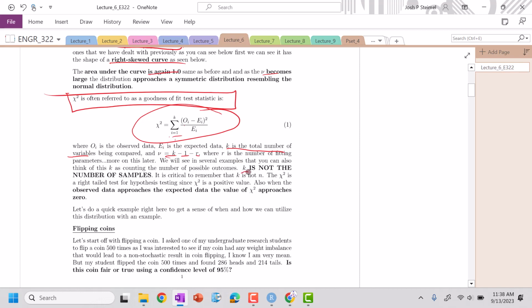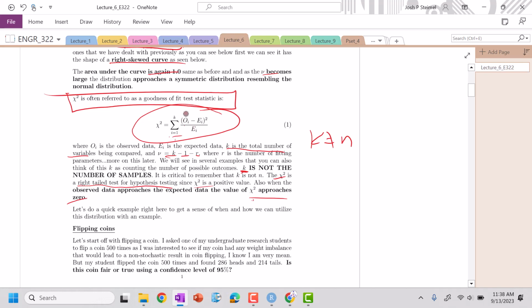So k is not your number of samples. So k does not equal n necessarily. That is very, very important to remember. So the chi-square test is going to be a right-tailed test for hypothesis testing, since chi-square is always a positive value, as you can see here. When the observed data approaches the expected, the chi-square approaches 0. So makes sense. You're looking at those differences.